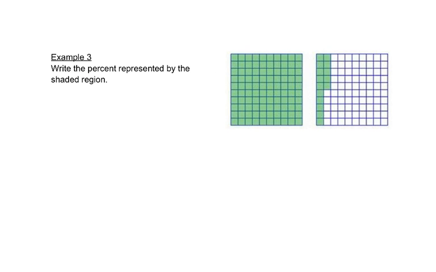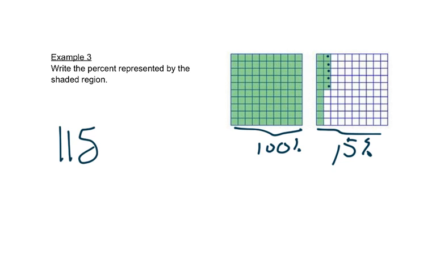This is a little bit like those improper fractions we looked at before. The box is still 100, so this first box would represent 100%, and this second box represents 10, 11, 12, 13, 14, 15%. So together we have 115%. Notice that because it's more than 100, it's more than one whole.